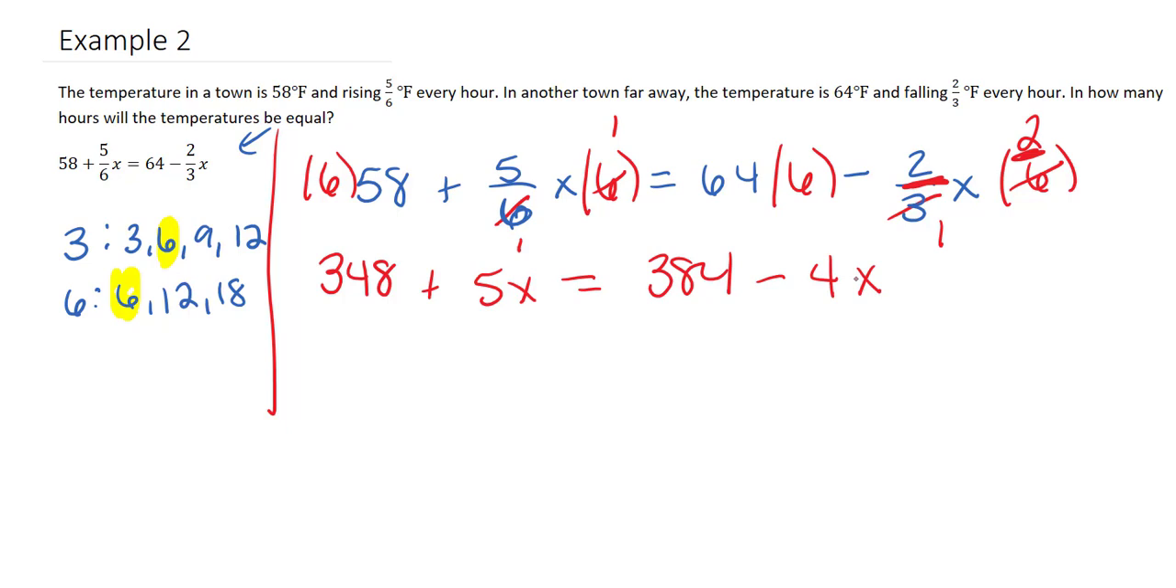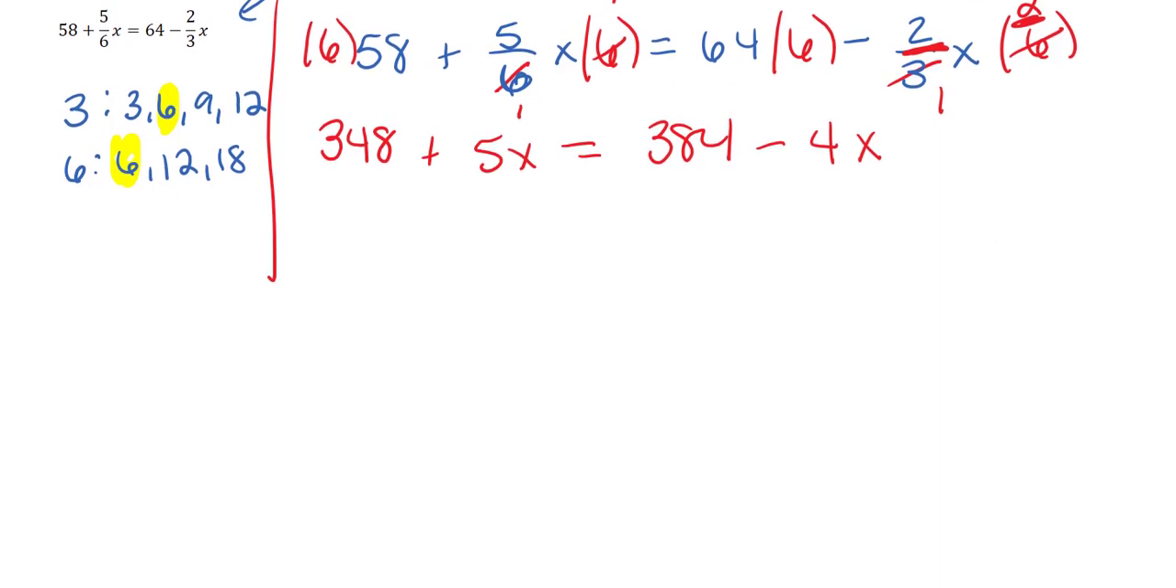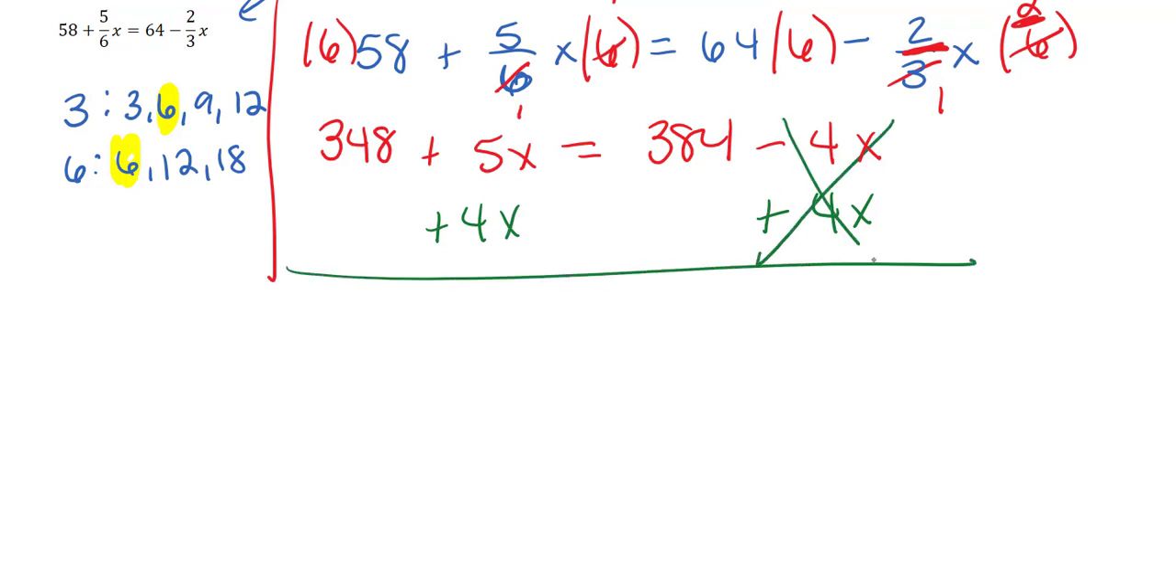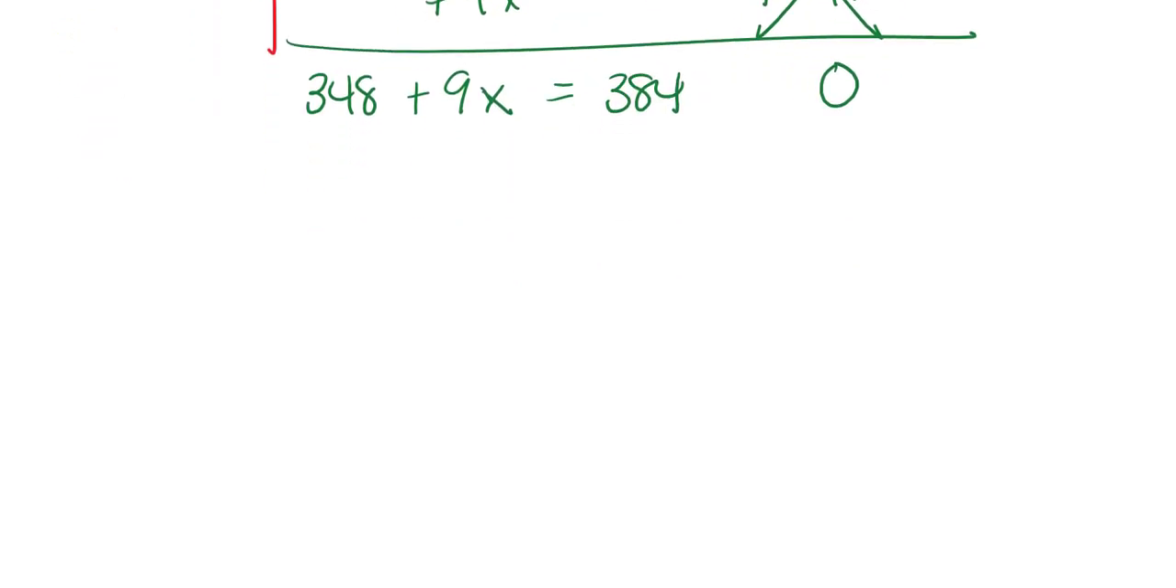Now we need to get the x by itself. And so the first step we're going to do is add 4x to both sides. So we're starting to get it by itself. So we're getting rid of it on the right hand side, which then leaves us 348. 5x plus 4x is 9x. Then we're left with 384. So if we want to get 9x by itself, to eventually get x by itself, we are going to subtract 348 on both sides.